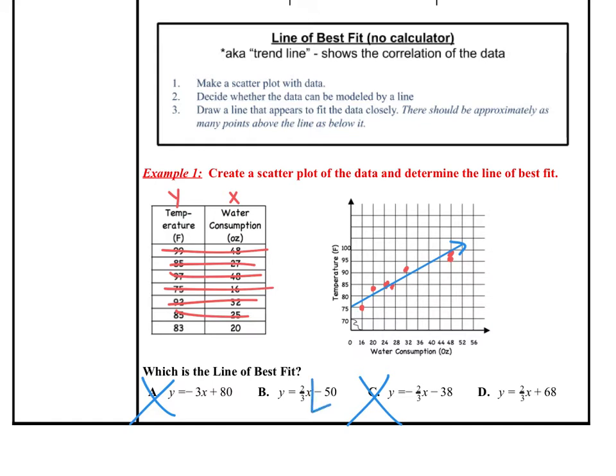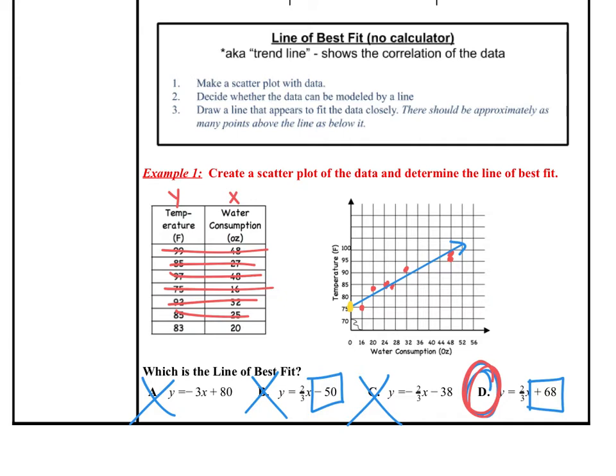This one has a y-intercept of -50. This one is positive 68. It looks like the line I graphed right now has a y-intercept right here at about 75. Remember, my line is an approximation, so there's some error there. But it's definitely in the positives, and it's not going to be a negative. So that means that this line is not going to work, which leaves me with D as the correct answer, because that's the only one that has a positive slope and a positive y-intercept.